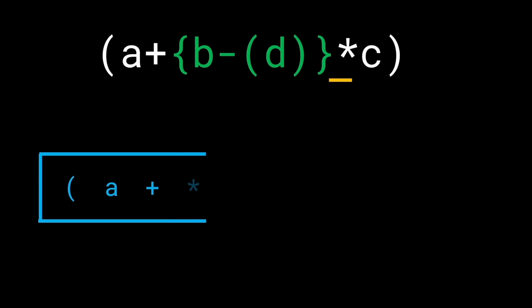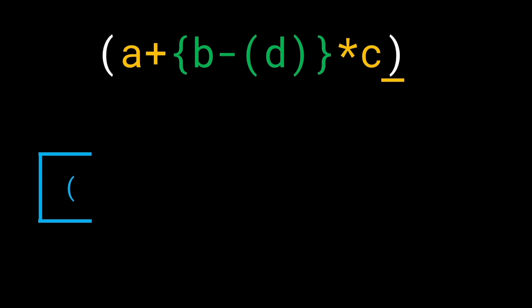Let's keep on iterating. So we get a star. Again, this is not a closing bracket, so we just add it directly. We get a C, not a closing bracket, add it directly. And now we get a closing round bracket. What do we do next? Think about it. We're going to keep on popping these elements out one by one, till we get an opening round bracket.